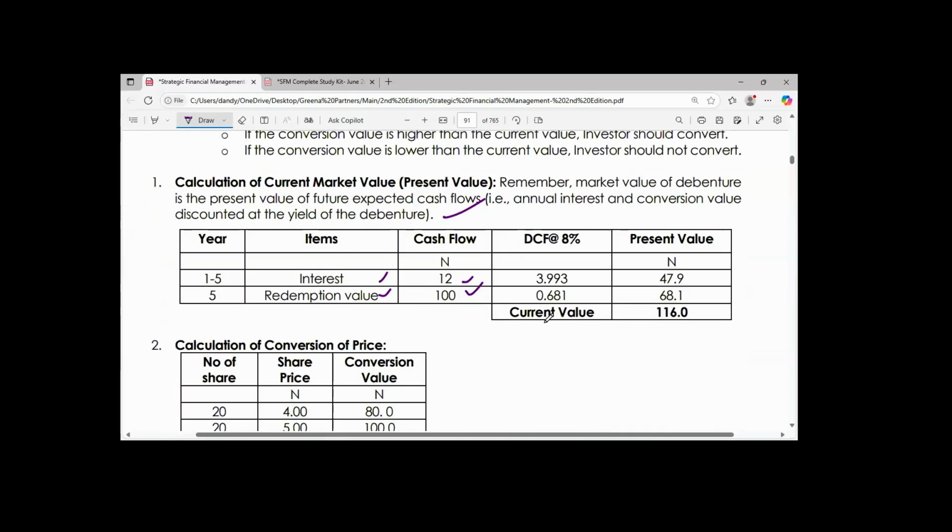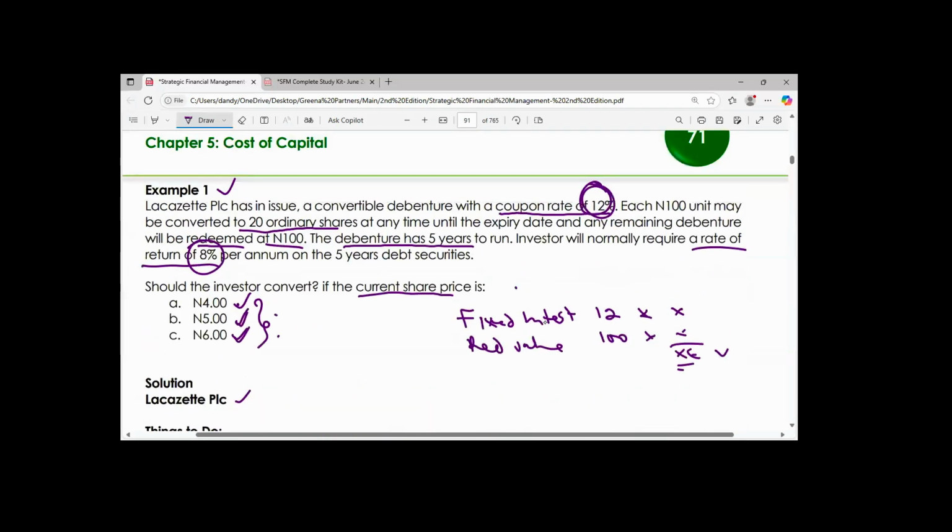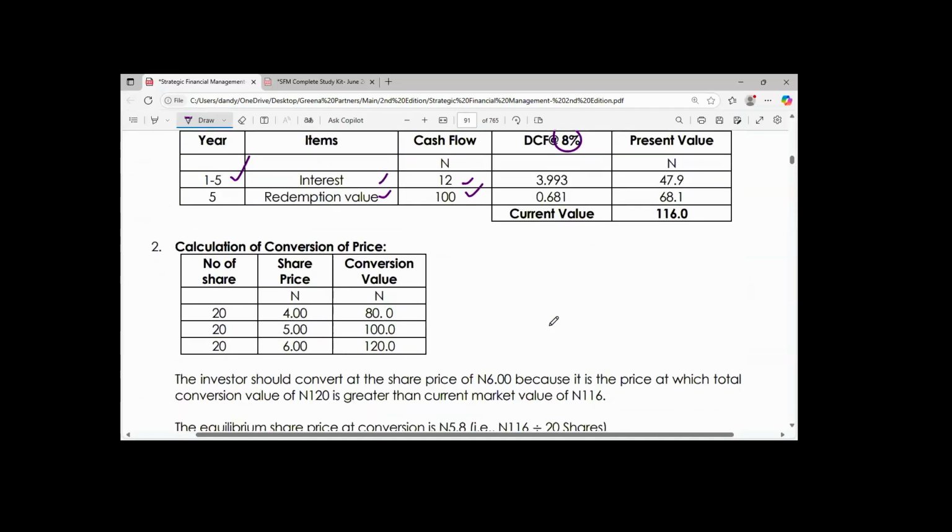Therefore, I need to calculate the annuity factor of year 1 to 5, because the maturity date of this debenture, we are told, is 5 years. It's a 5-year debt. So I need to calculate year 1 to 5. Annuity factor of year 1 to 5 at 8% is 3.993. 3.993 multiplied by 12 will give us 47.9.